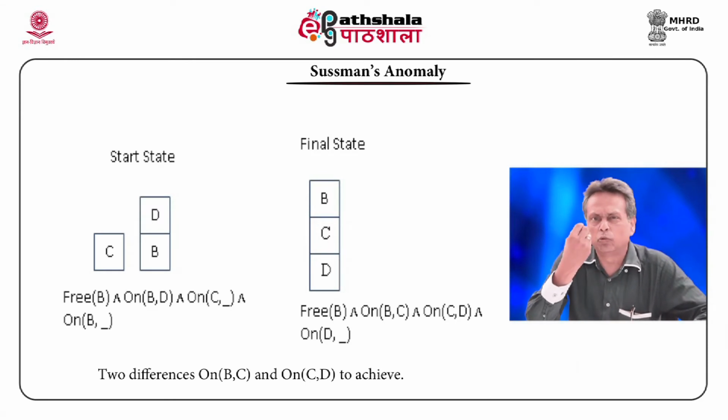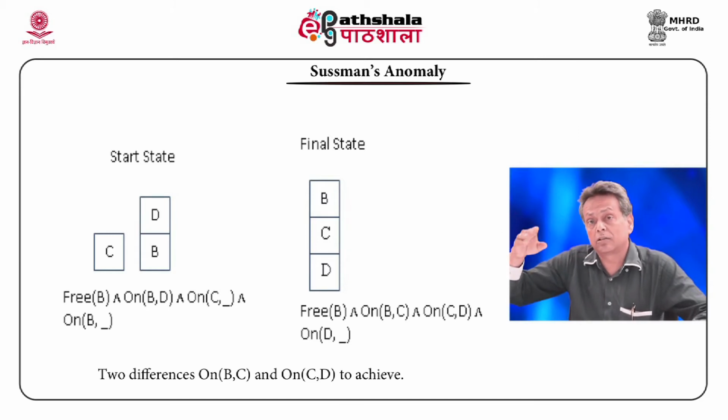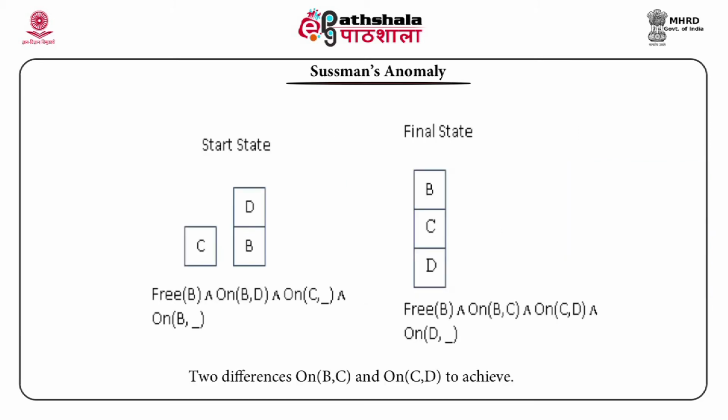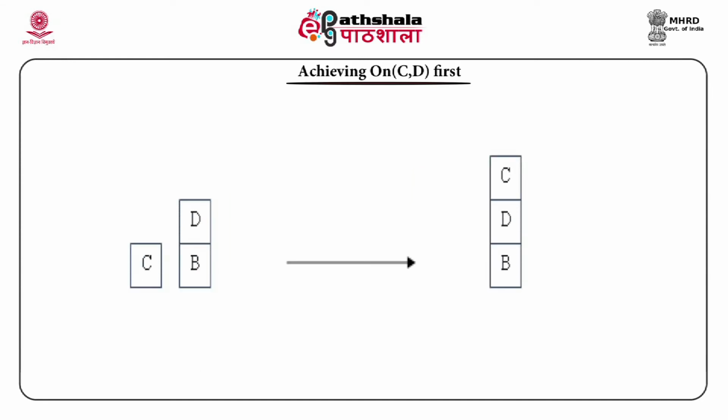So we may start with one, and we'll see that whichever one we start with, when we start solving the other one, the earlier one has to be undone. How? Let us start achieving on CD. Here we have C resting on the table and D resting on top of B. I place C on top of D. Then on CD is achieved.